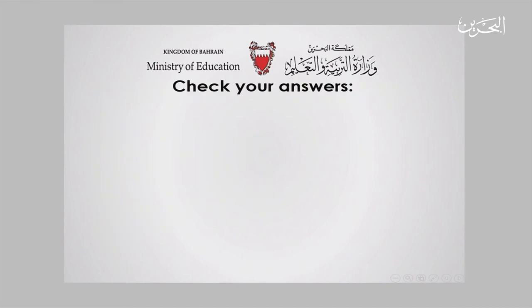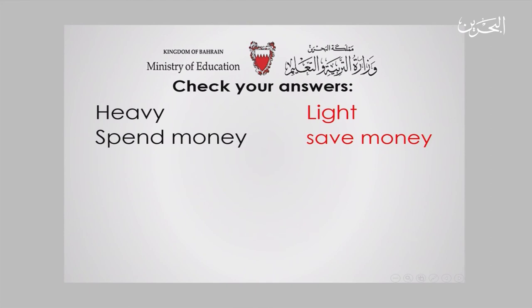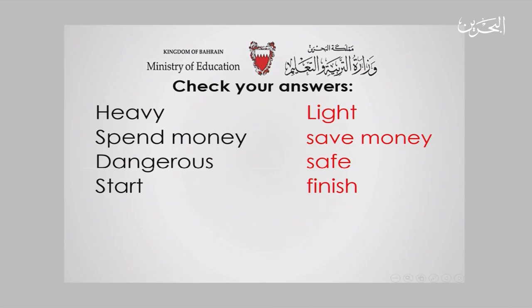Let's check the answers together. The opposite of heavy is light. Spend money is save money. Now, the antonym of dangerous is safe. Start, finish. Always, never. Hide, show.